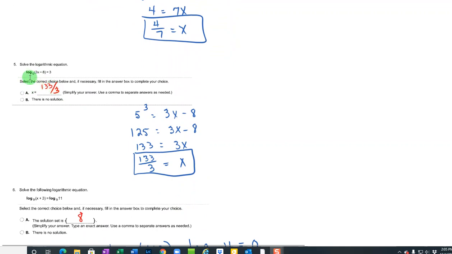Another logarithmic. Log base 5 of this equals 3. Base is 5, exponent 3. There's your argument. 5 cubed is 125. You're going to add 8 to that, and then you're going to divide by 3 and leave it in a fraction form.